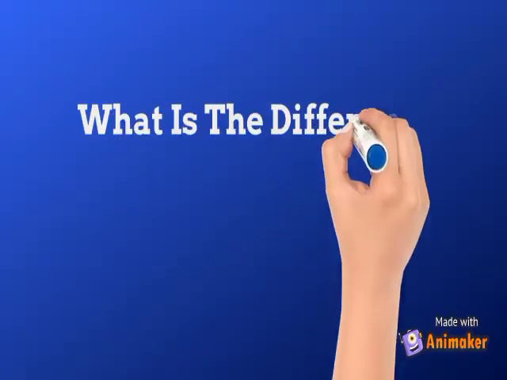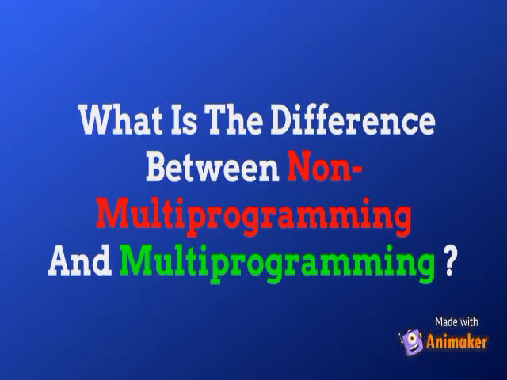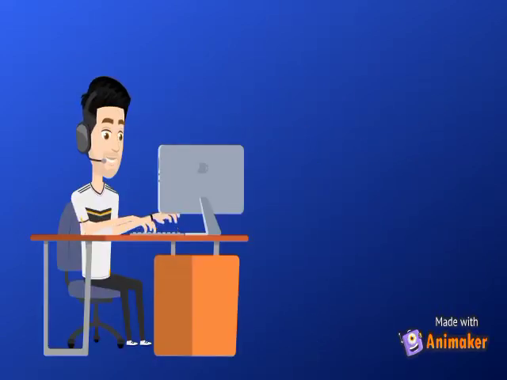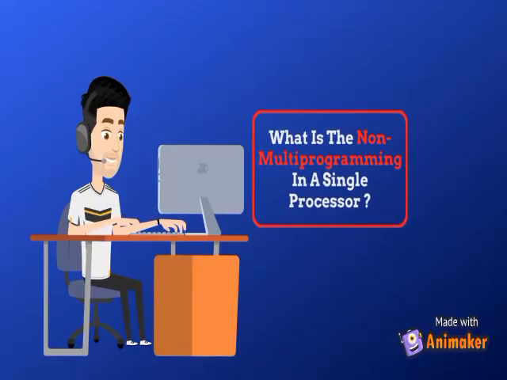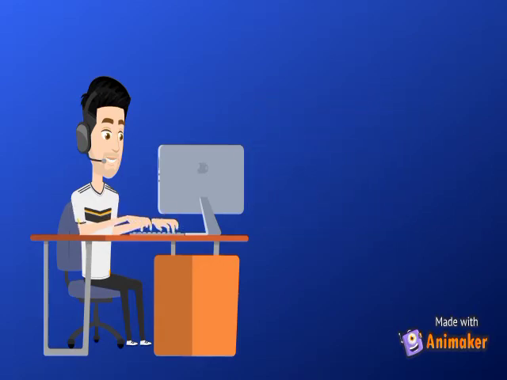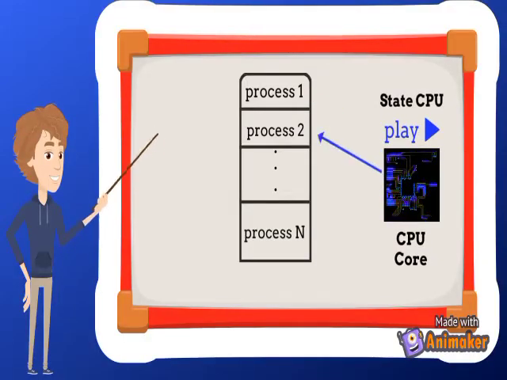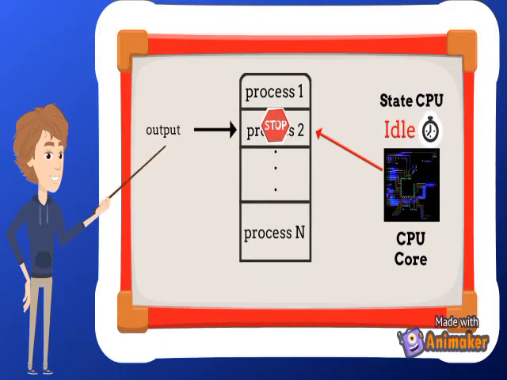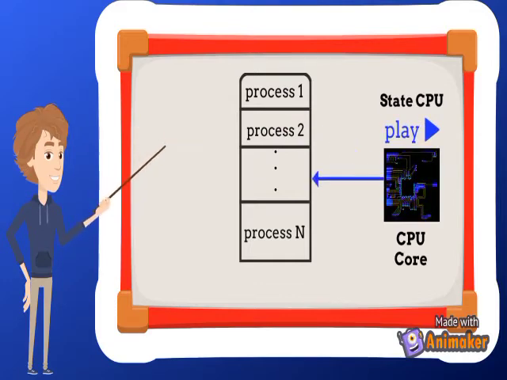Introduction. What is the difference between non-multiprogramming and multiprogramming? We will talk about non-multiprogramming in a single processor. In non-multiprogramming in a single processor, the CPU is applied to the execution of process 1. When it goes to execute process 2, the CPU is idle because process 2 depends on output from another function. Later the CPU is applied to complete the rest of the processes.